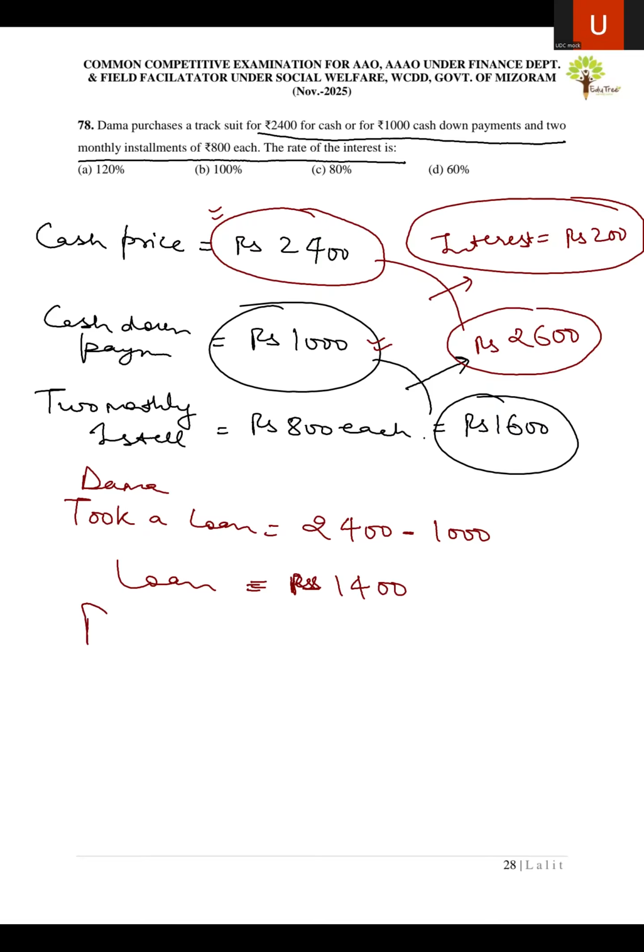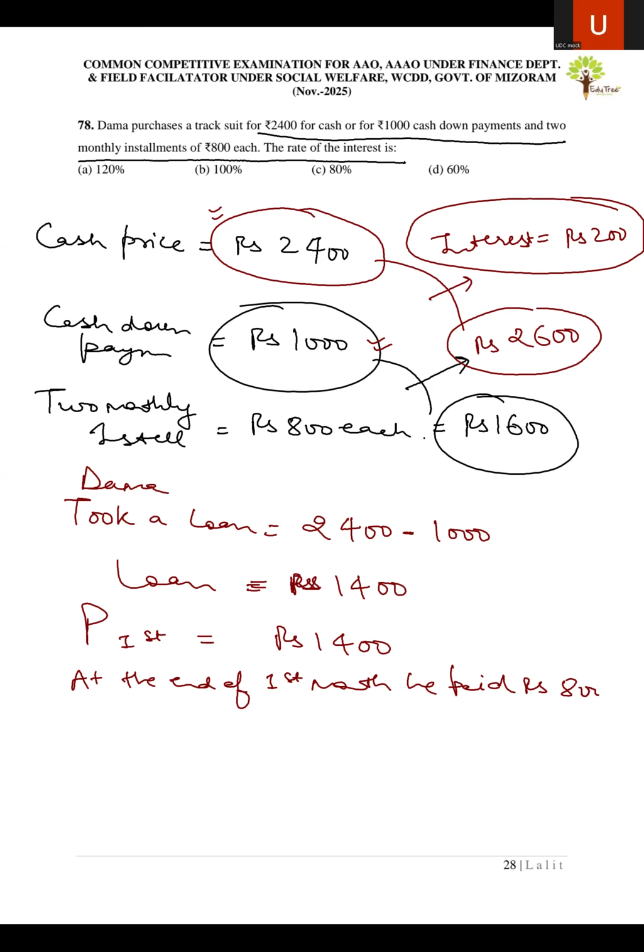Principal for the first month is rupees 1,400. Now at the end of the first month, he paid how much? Rupees 800 installment. So if he paid 800, remaining is how much now? 600. Remaining is 600, so the principal at the starting of the second month will be 600.